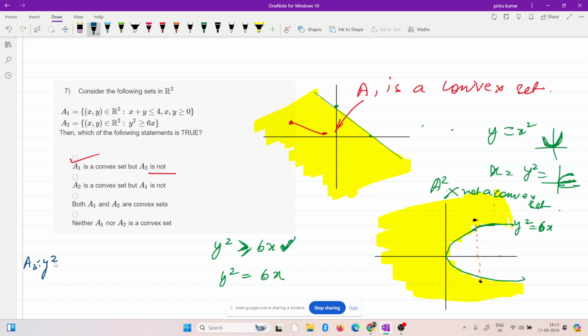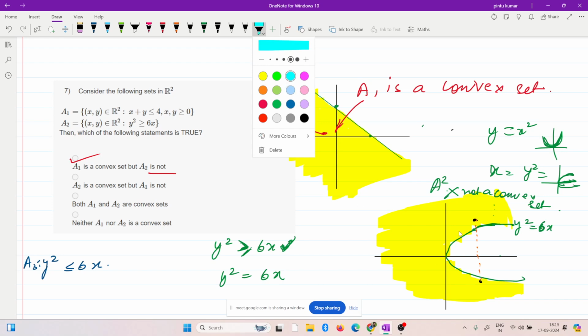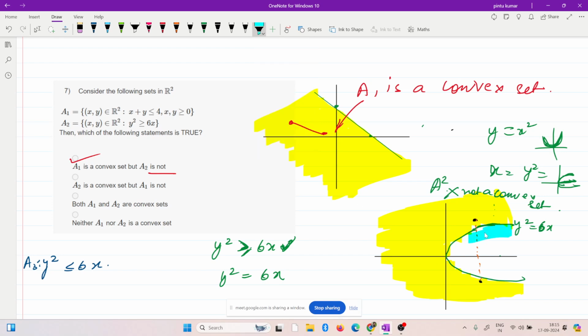Okay. One more example that we can do over here is, let's say we define a set A3 to be y square is less than equal to 6x. Then my set would have become this shaded region, right? So inside of this parabola, then this A3 set would have been a convex set. This A3 is a convex set.